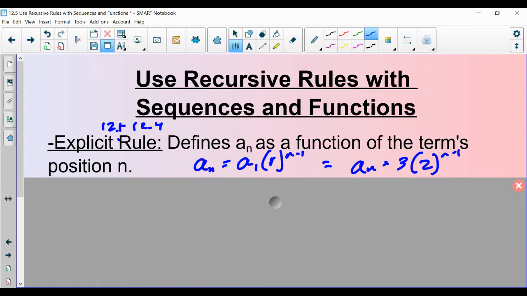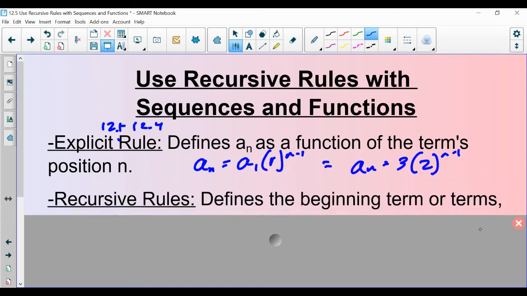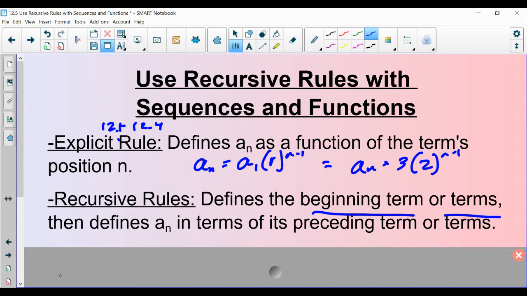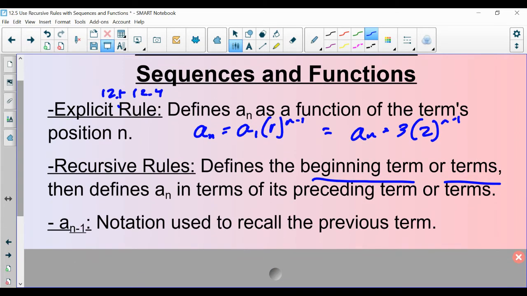However, in section 12.5, we're going to shift gears a little bit, and we're going to start defining things recursively, or using a recursive rule. With recursive rules, I'm going to define the beginning term, or sometimes terms, and then I'm going to say, hey, the nth term is very similar to the term that came before it, and then it will say how it's different than the term that came before it. That's it. So this is going to be a little bit more challenging.